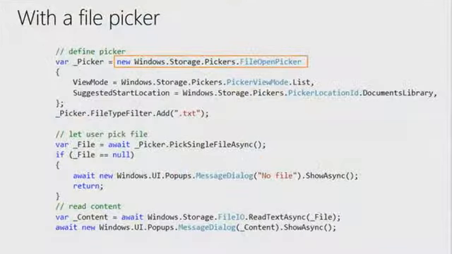Then we have a file picker. That's a very common way of allowing the user to do it, right? You don't know which file they want. This is how you do it. It's very similar, actually, to the way you did it in .NET. It is very, very similar.